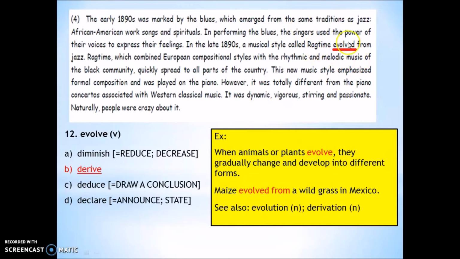Don't forget that ragtime, the musical style called ragtime, evolved from jazz. So it changed and developed into a different music. So evolution as well is a noun version of it. And it means to change and develop.